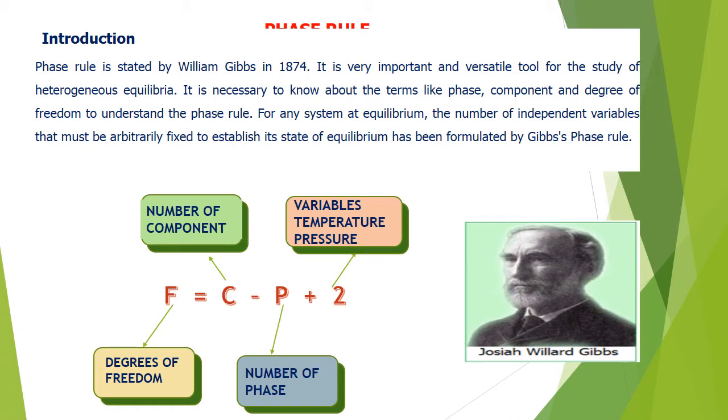What does F stand for? F stands for degrees of freedom. The number of variables required to identify a system is called the degrees of freedom. C stands for the number of components involved in the system, and P stands for the number of phases in equilibrium. The 2 in the formula refers to variables like temperature and pressure. He started his work by varying temperature and pressure, and studied how the system in equilibrium varies.